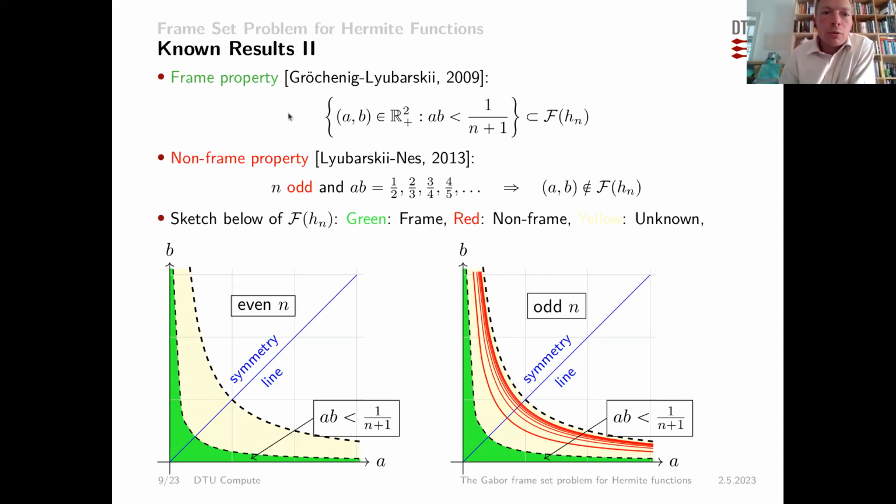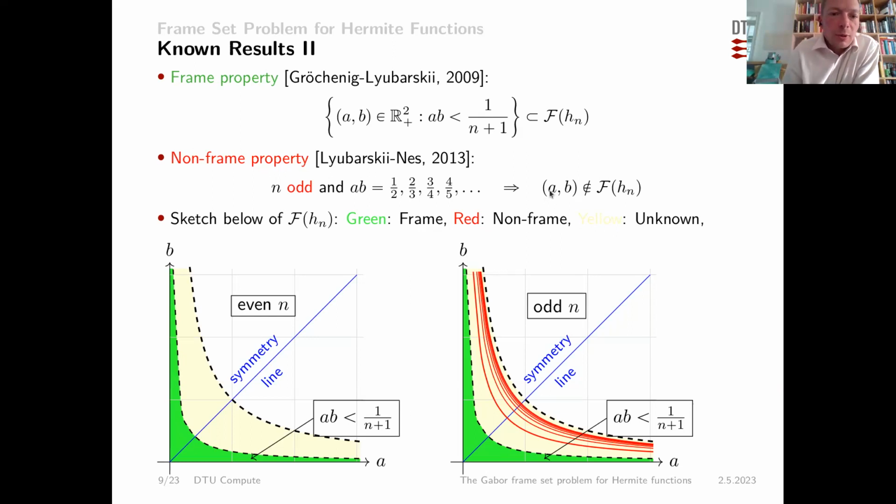And you also know something about the non-frame property. So for all odd functions, you can show that when AB is p divided by p plus 1, a fraction of that form, then that pair cannot belong to the frame set.